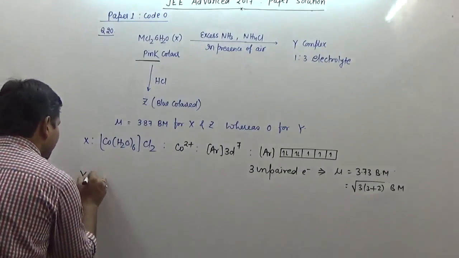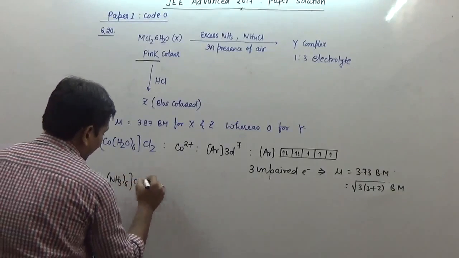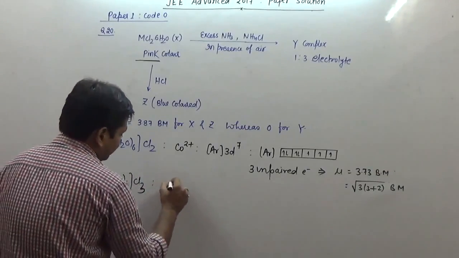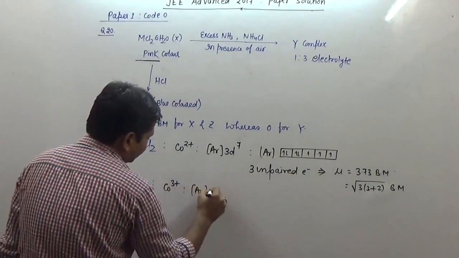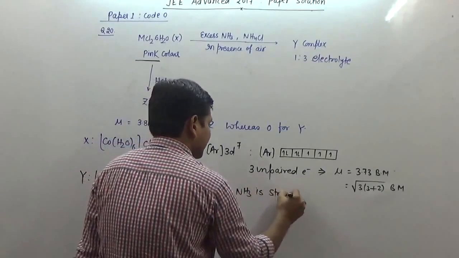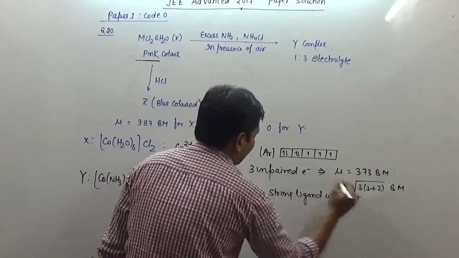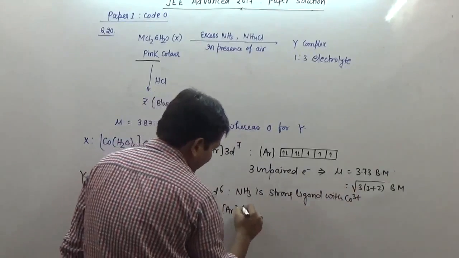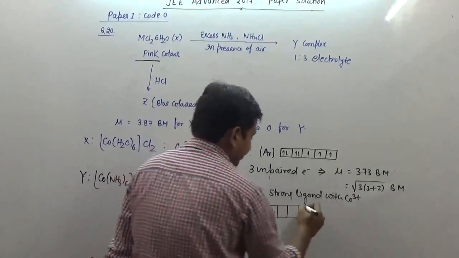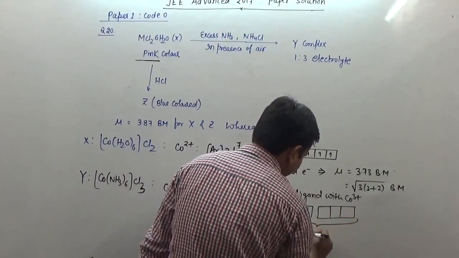Now if you look at the Y complex, we have Y as [Co(NH3)6]Cl3, because it is getting oxidized. So cobalt is in +3, and we have argon 3d6. Also, NH3 is a strong ligand with cobalt 3+. And since NH3 is a strong ligand with cobalt 3+, we have argon, and the electronic arrangement will be this one. And you can see that the hybridization of this complex will be d2sp3.